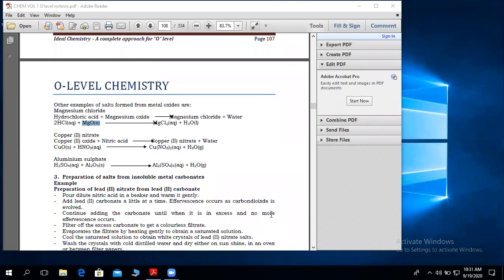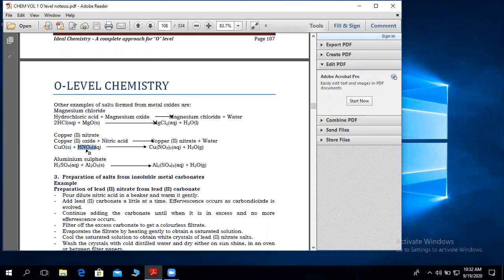And we shall have finished salts. So, preparation of salts, let's now look at this. I think this one is obvious. Preparation of copper 2 nitrate. If you want to prepare copper 2 nitrate, you must use nitric acid.